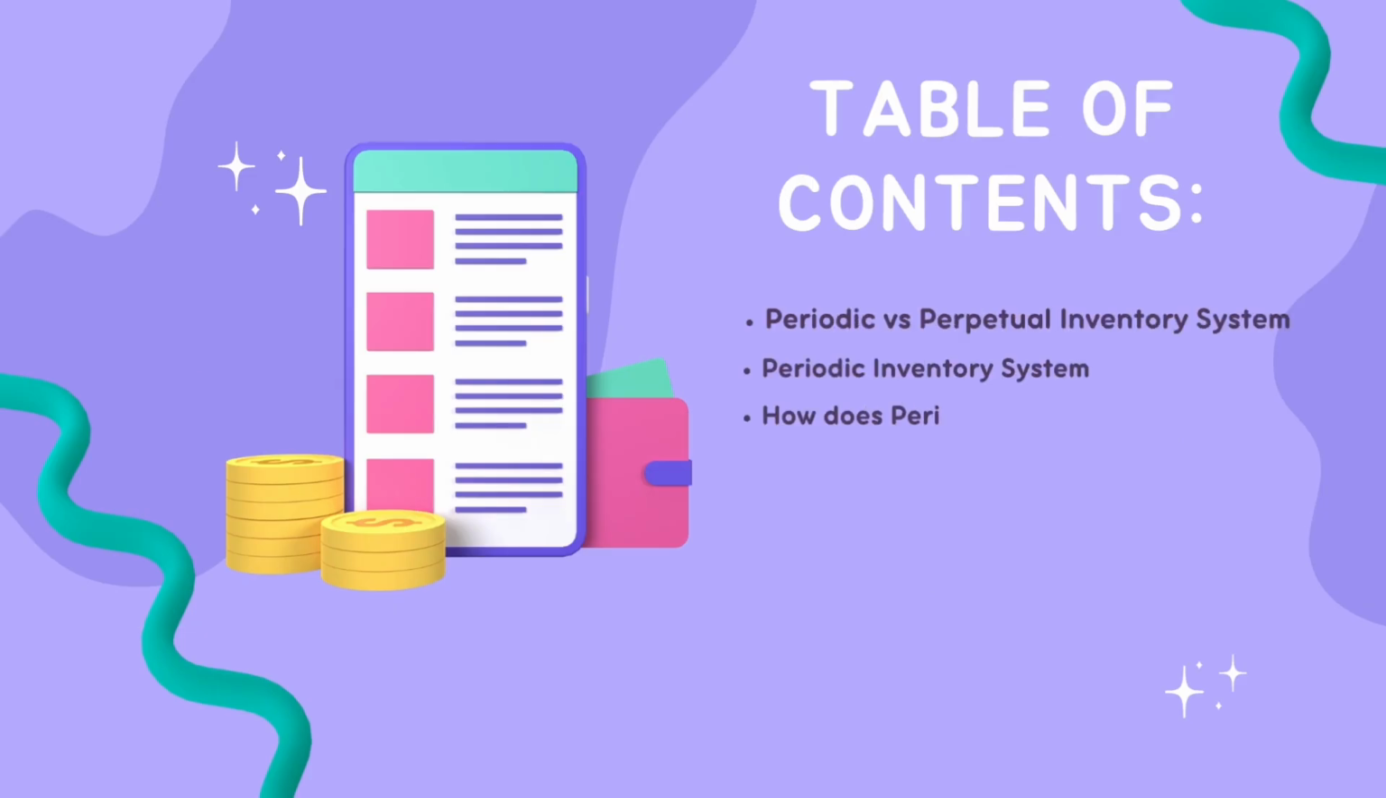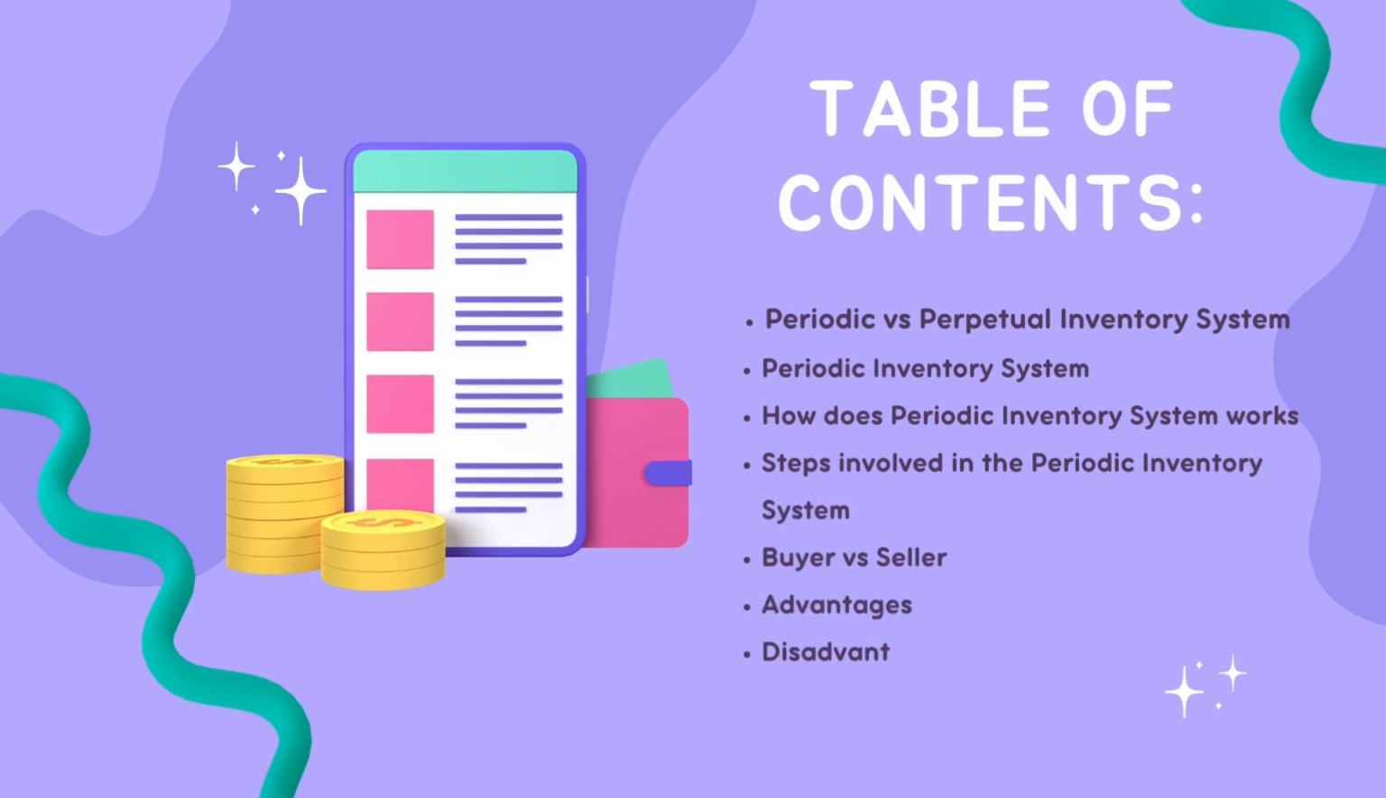And this video includes the contents about periodic versus perpetual inventory system, the meaning of periodic inventory system, and how this periodic inventory system works, and the steps involved in the periodic inventory system, the buyer versus seller, and the advantages and disadvantages of periodic inventory system in the example problem.